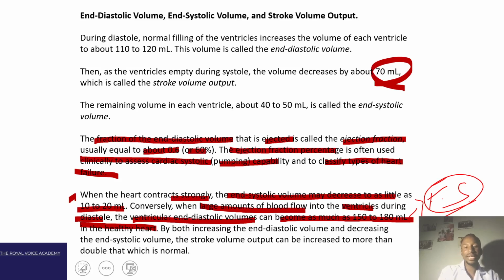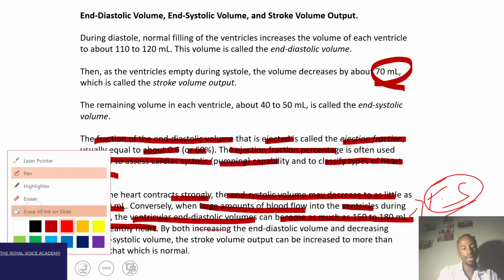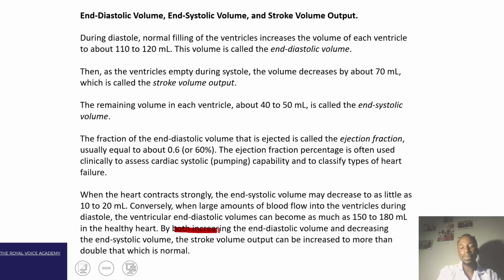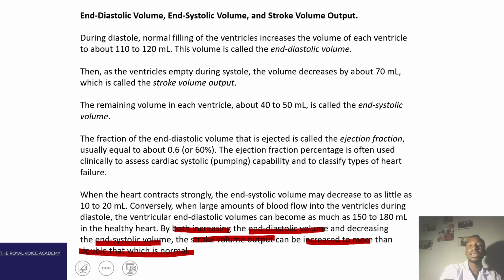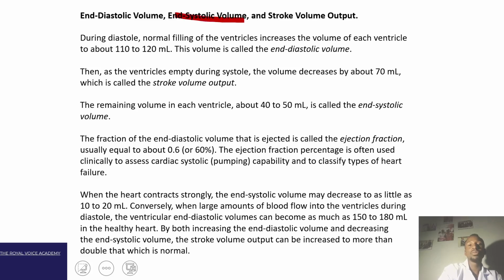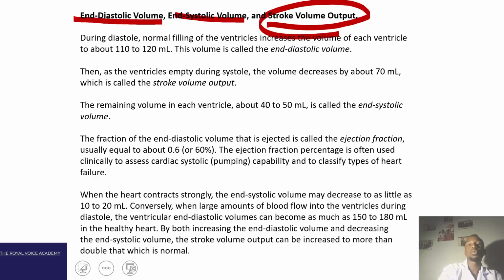Let me erase all ink and have this highlighter. By both increasing the end diastolic volume and decreasing the end systolic volume, the stroke volume output can be increased to more than double that which is normal. Because when you lower the end systolic volume, which is the amount of blood that remains in your heart, and you increase your end diastolic volume, the stroke volume will be increased close to double.